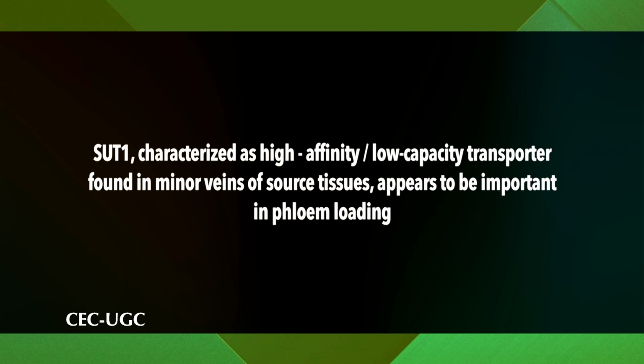SUT1, characterized as a high affinity, low capacity transporter found in the minor veins of source tissues, appears to be important in phloem loading. The sugars which are lost in transit are also retrieved by SUT1. Another important symporter, SUT4, complements the function of SUT1.